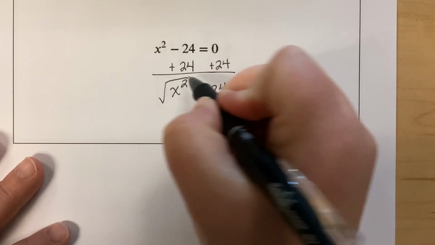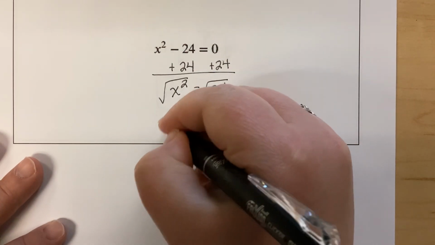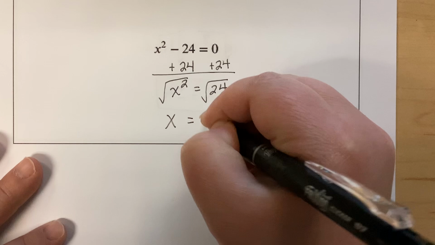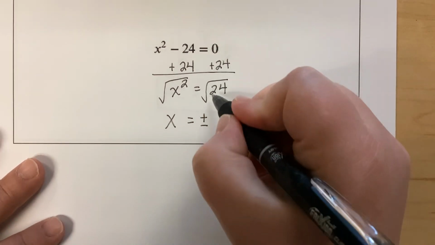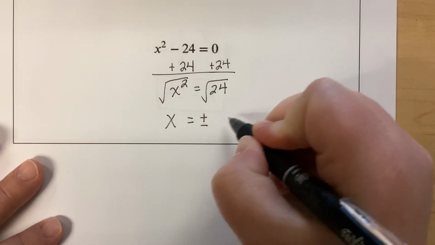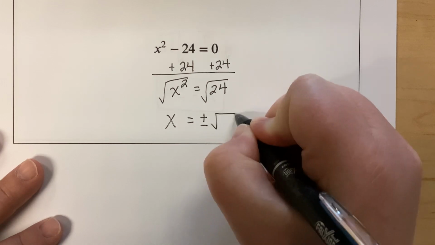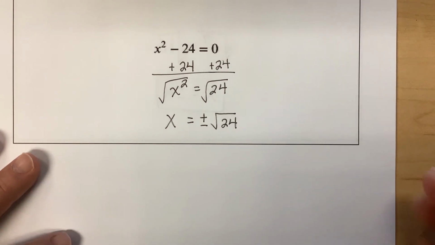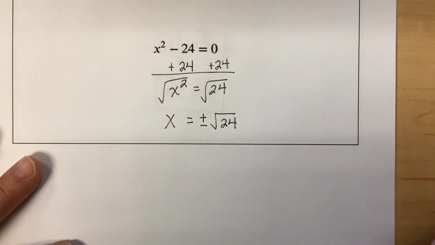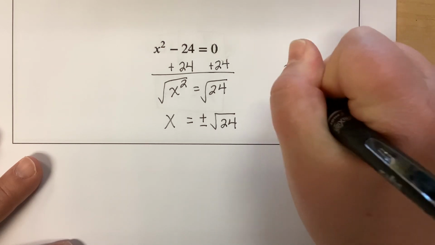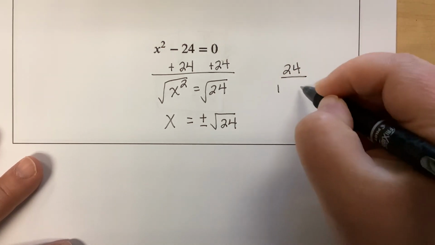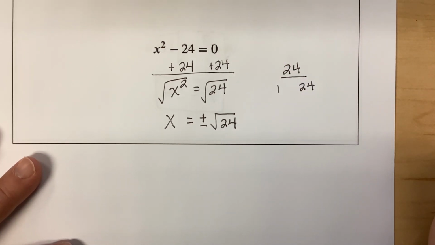I'm going to go ahead and take the square root of both sides. I'm going to get x equals, I still get plus or minus. However, this time 24 is not a perfect square. So we're going to have to simplify the square root of 24. I'll write it like that for now, but we're going to find all of the factors of 24 so that we can simplify it. We already know that 24 is not a perfect square, so 1 and 24 does nothing for us.